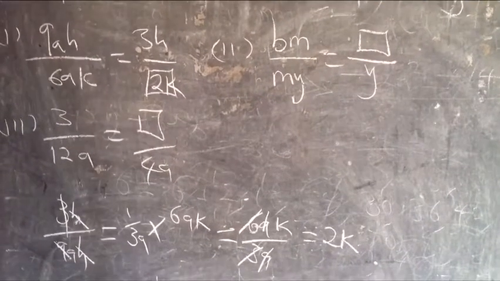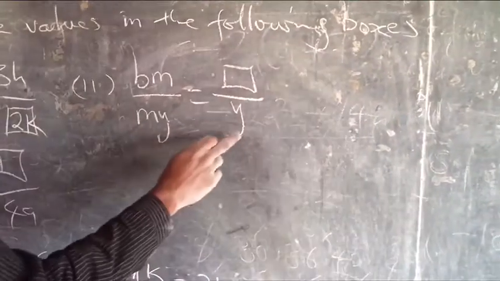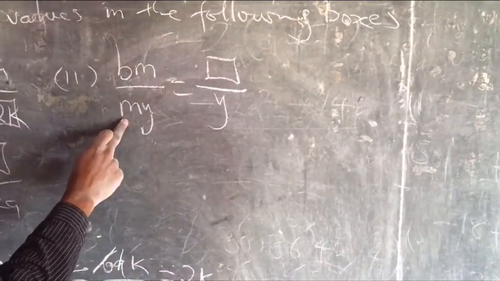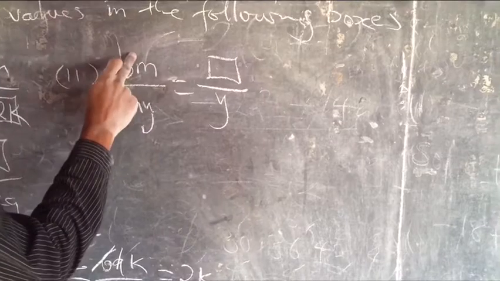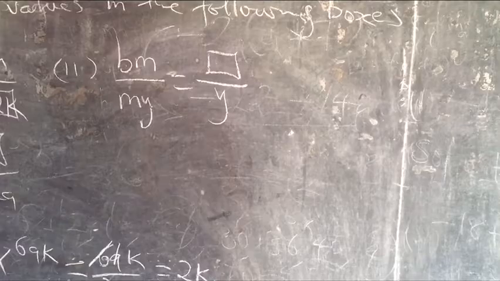Is that one clear? The same thing for here. So we'll pick this one, divide it by this, and then what we get, we'll multiply it by this one, and then the answer we'll get, we'll put down in this block.